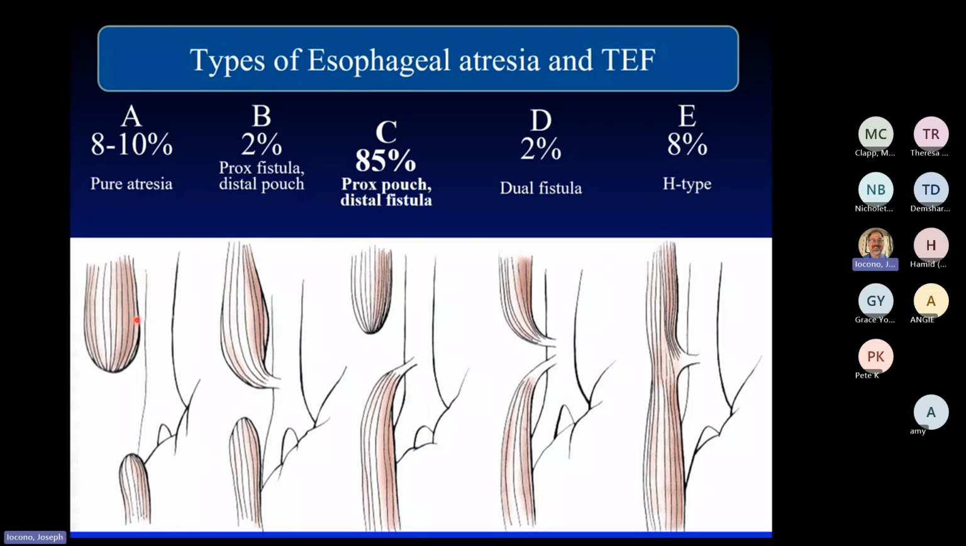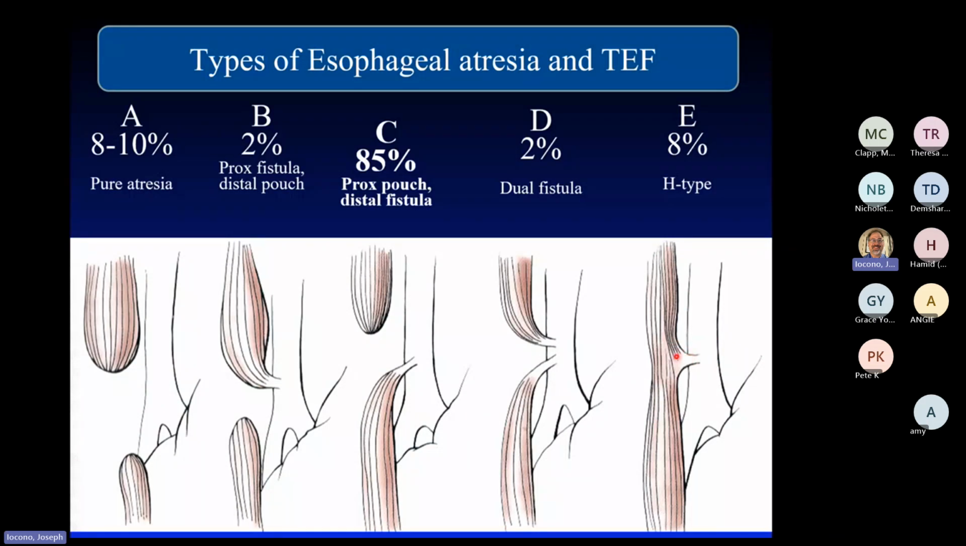The second most common one is pure atresia. The tube doesn't advance, but there's no distal air. That's the one you're going to see. And then the third one that you're going to see sometimes is an H-type fistula. So the esophagus is intact, the trachea is intact, but there's a communication.